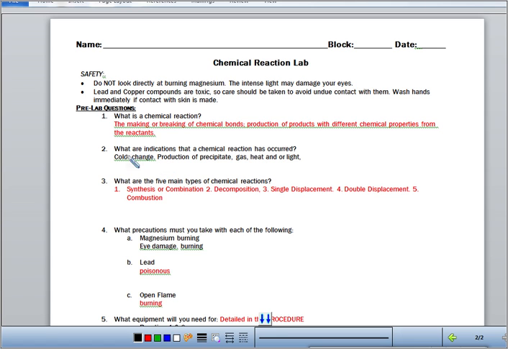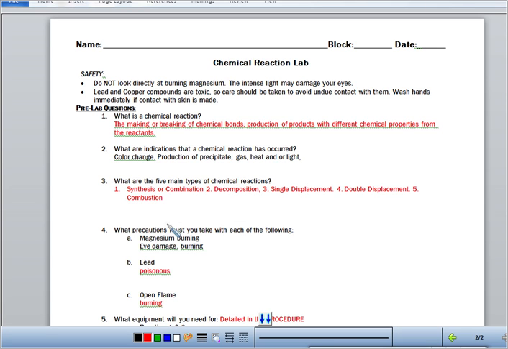Okay? So the next thing is, what are the indications of a chemical reaction? I forgot to highlight this in red, but color change, production of a precipitate, production of a gas, production of heat and or light. Okay? And what page is that on, somebody? Tell me the page number.